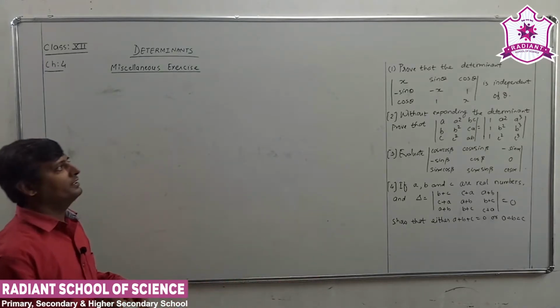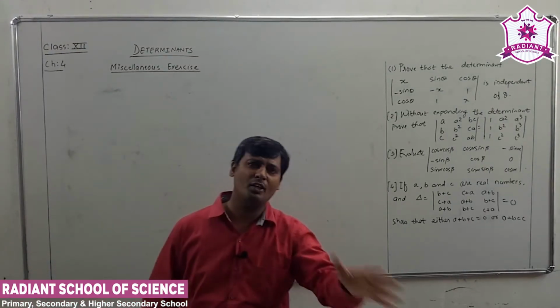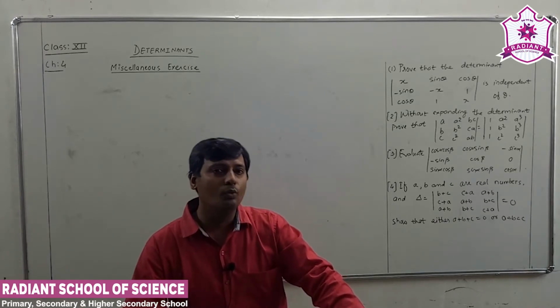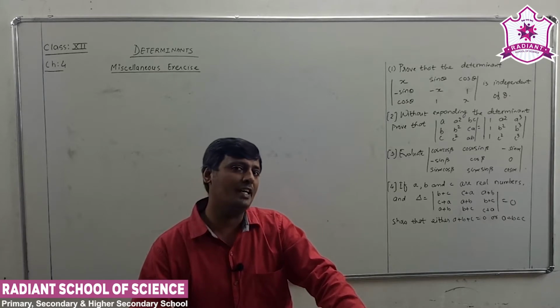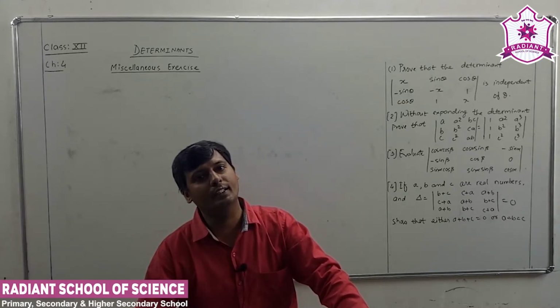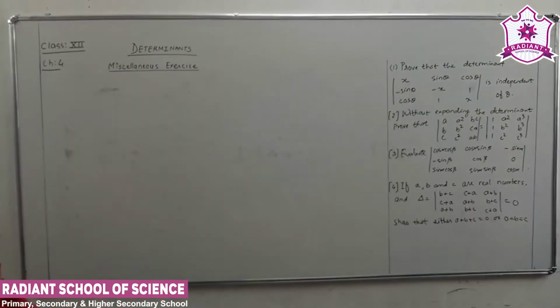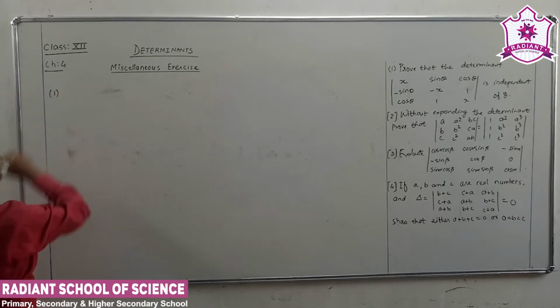Now the first question is to prove that the determinant given is independent of theta. What is the meaning of independent of theta? That means in the answer there should be no theta functions. मतलब sin या cos में नहीं हो सकता, other than other functions. Clear? So let's start to prove it. Question number 1 here.